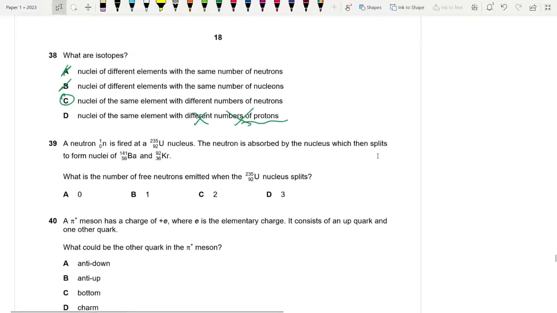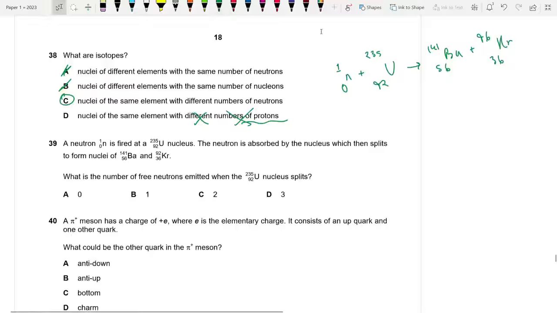39. A neutron is fired at uranium. The neutron is absorbed by the nucleus, which then splits to form this. Okay, so we do this. This is typically done in nuclear fission, right? Basically, that's how the atomic bomb, the one Oppenheimer worked on. Really good movie, by the way. Basically, when a neutron is fired here, it actually causes fission. So it is absorbed by uranium, and it splits into barium 141 here, as well as krypton.